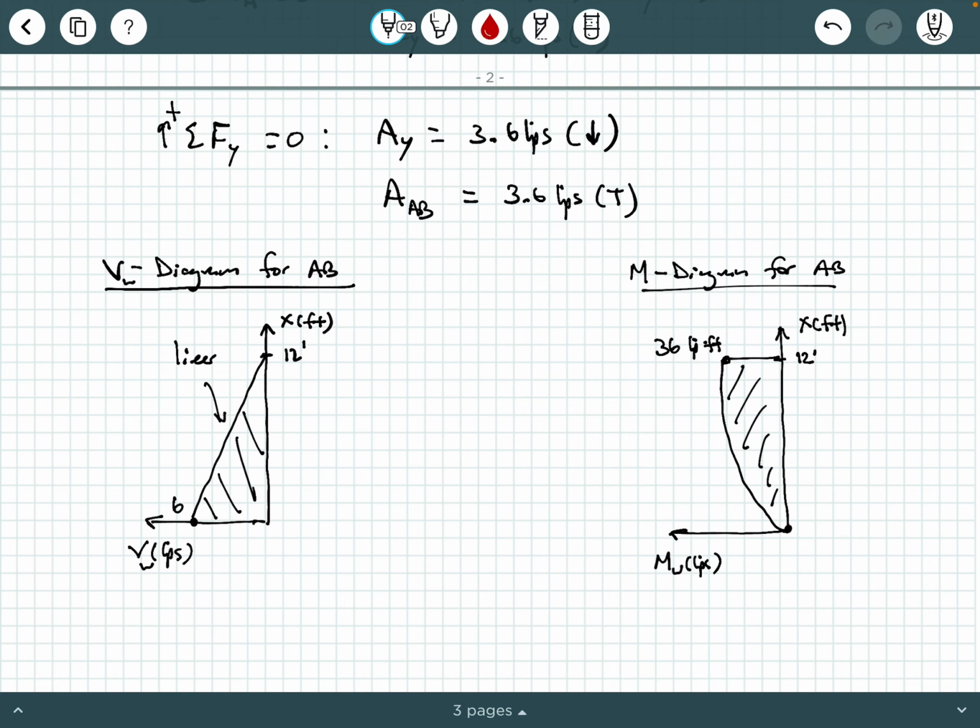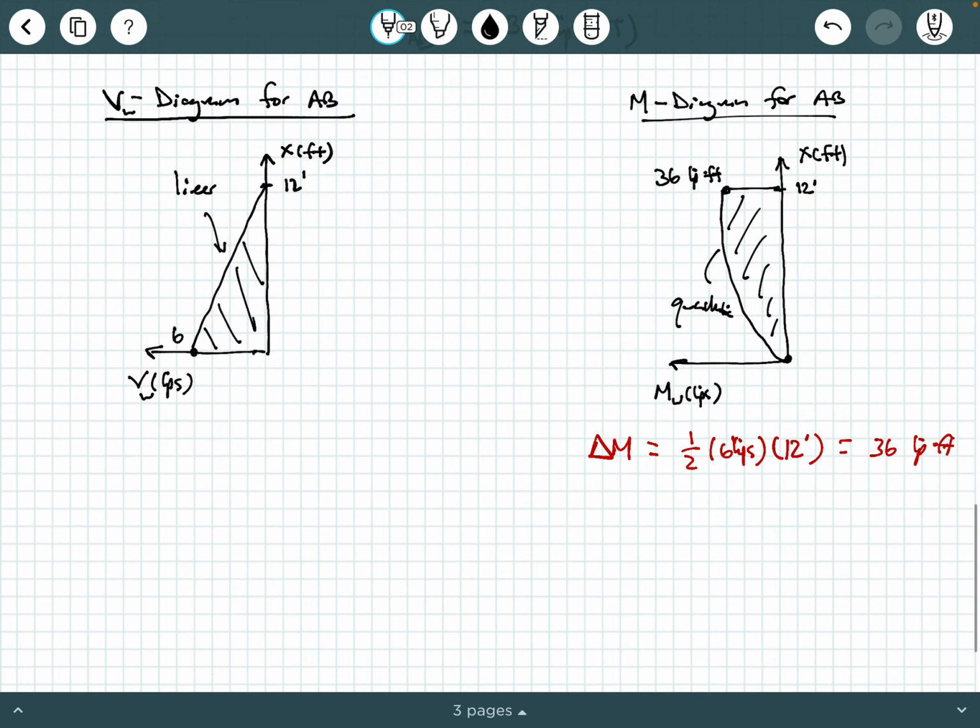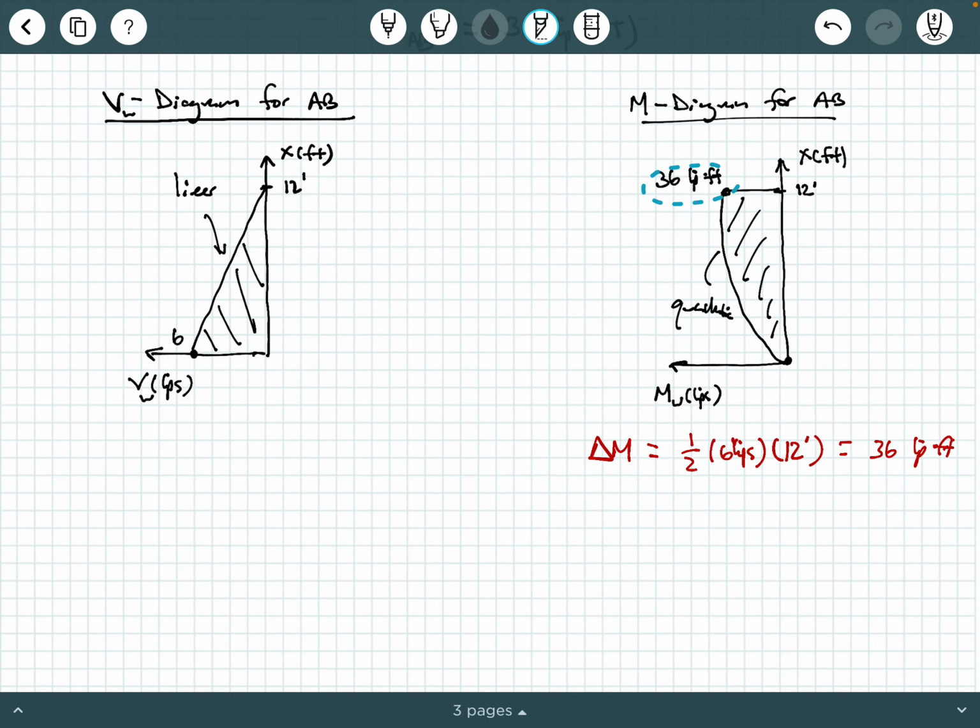How do I know that that's 36 kip feet? Well, I can make a little note here. I can say the change in moment is the area beneath the shear diagram. So the change in moment is going to be 1/2 times 6 kips times 12 feet. And so you get 3 times 12 is 36 kip feet. And then the shape of this is quadratic. Okay. And so there's our maximum moment. Maximum moment is happening just beneath that 12-foot mark, or just at the 12-foot mark, but infinitely below the corner.